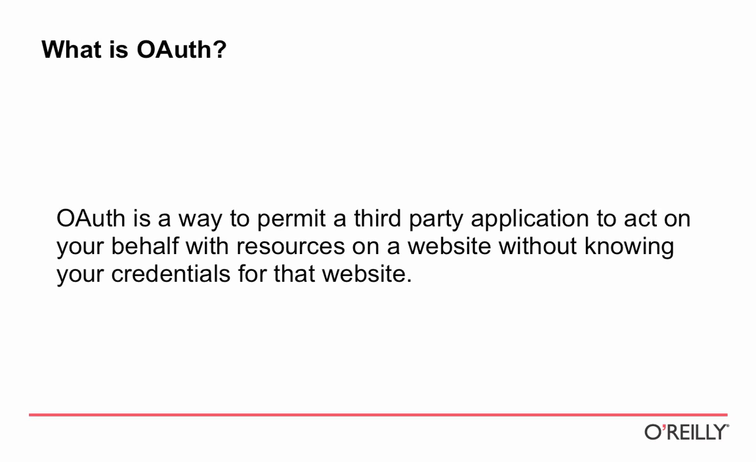OAuth is basically a way to permit a third-party application to act on your behalf with resources on a website without knowing your credentials for that website. So credentials meaning your password. So you don't have to give your password out, and still you can give permission to some third-party application to act on your behalf on a service like Twitter.